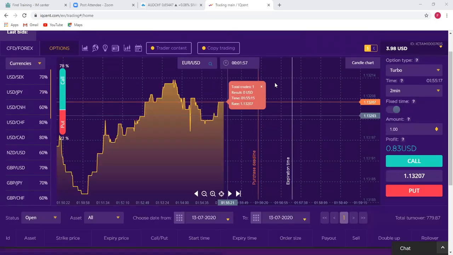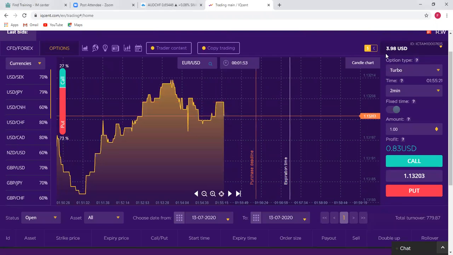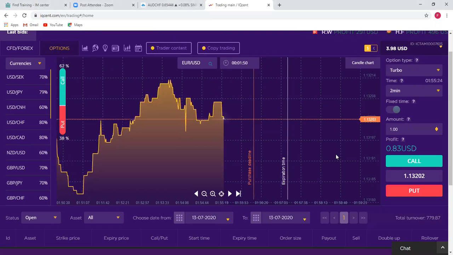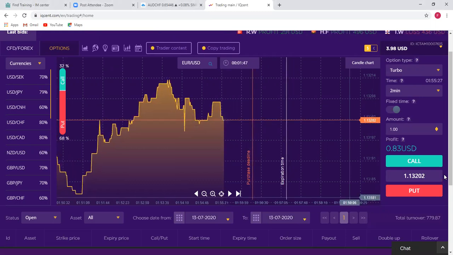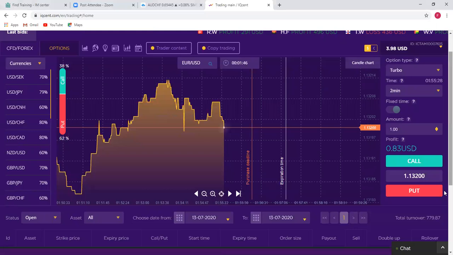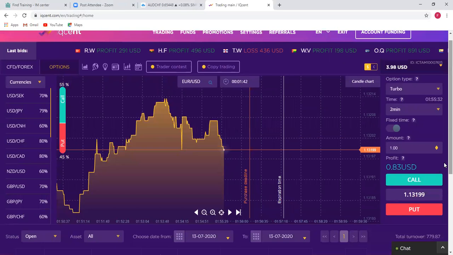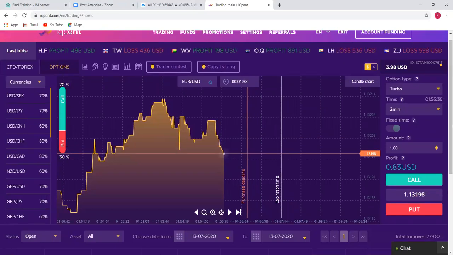Okay, so I was able to take my demo account from $5 to $3. So any question, guys? Any question before I move on to the simple scalper strategy that I'm actually using? Any question, please?